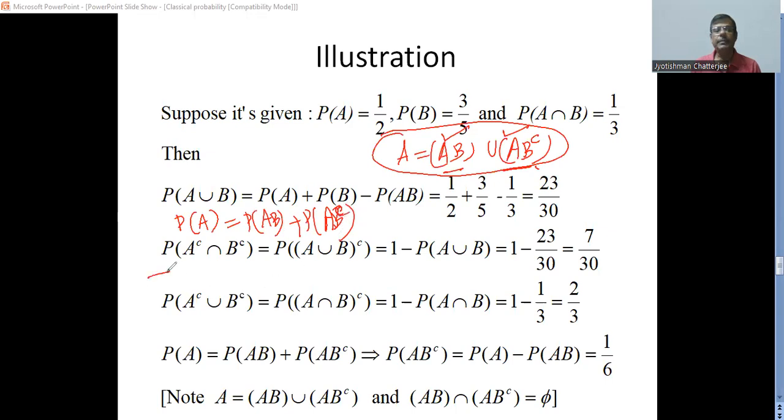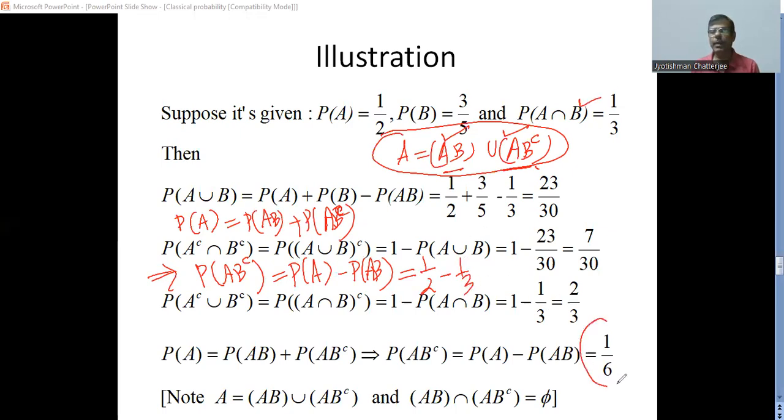Then that gives us P of AB complement is nothing but P of A minus P of AB. And we already know that. How much is P of A? That is half. And how much is P of AB? This is 1/3. So that's why we get this to be 1/6. So that's what is noted here.